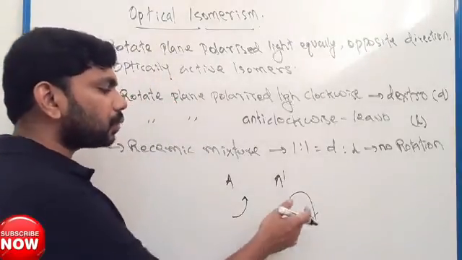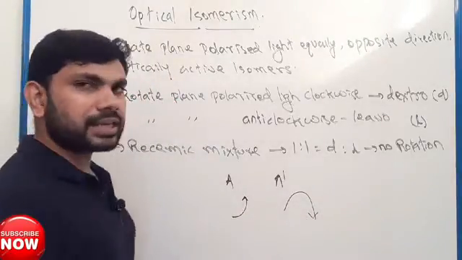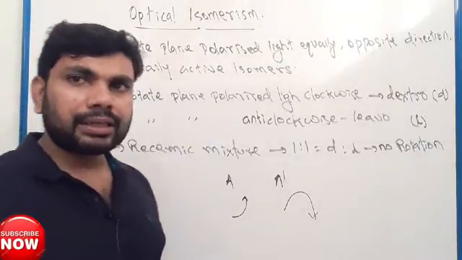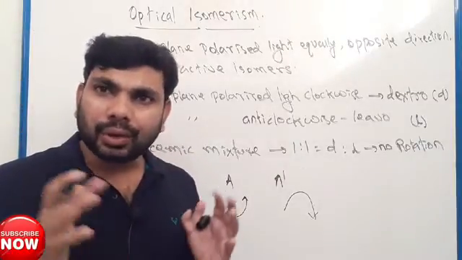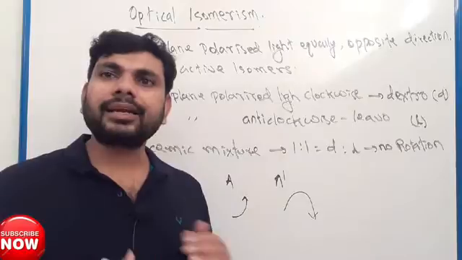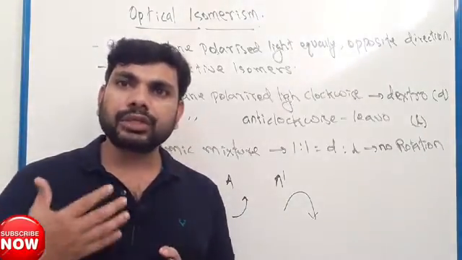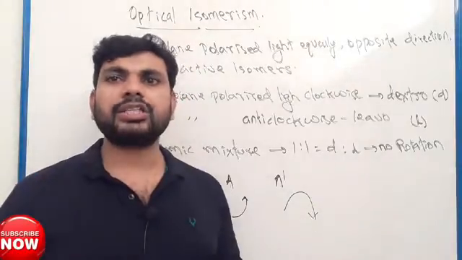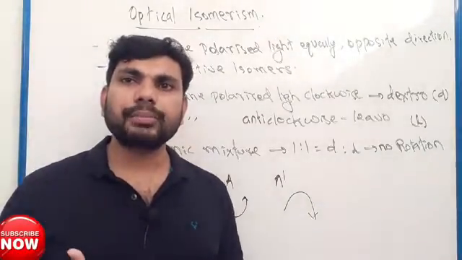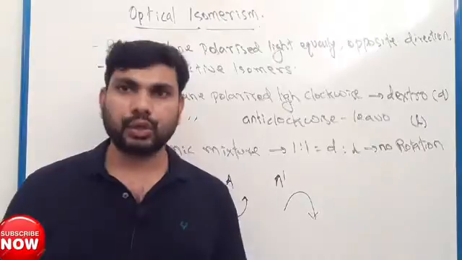Clockwise and anti-clockwise direction. Okay, the rotation will be of equal extent but the direction will be different. So isomers that rotate plane polarized light are called optical isomers.